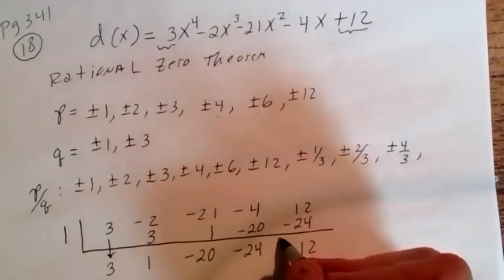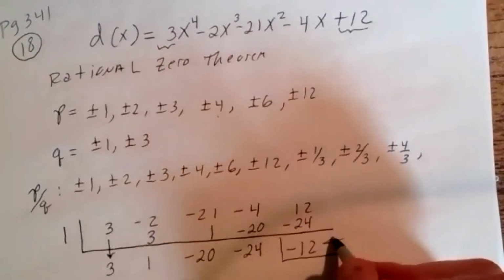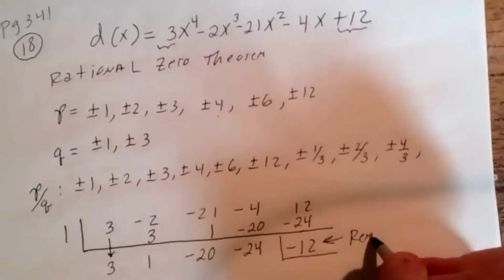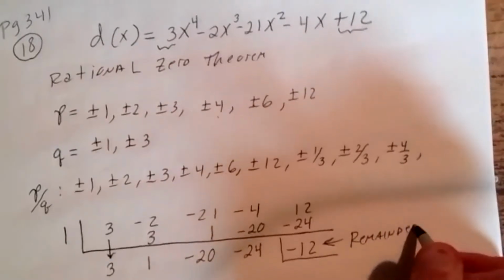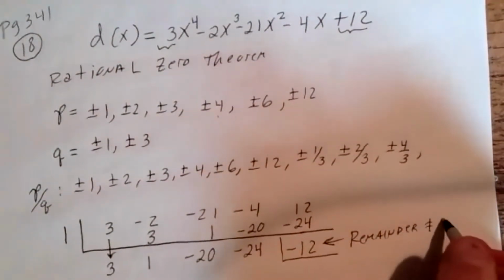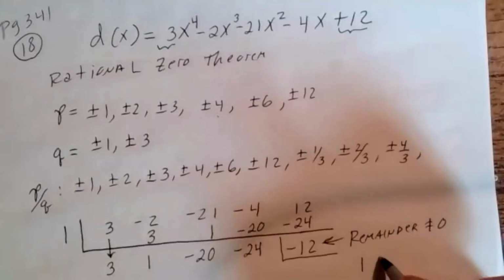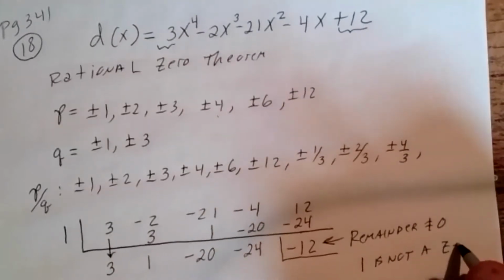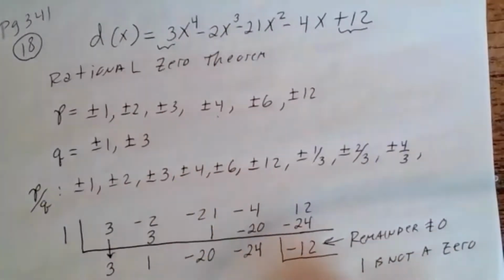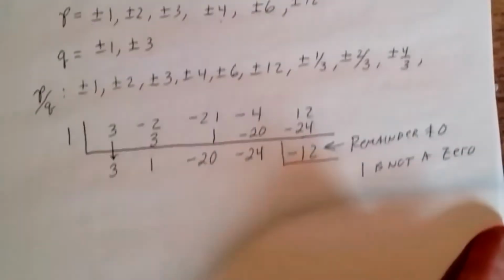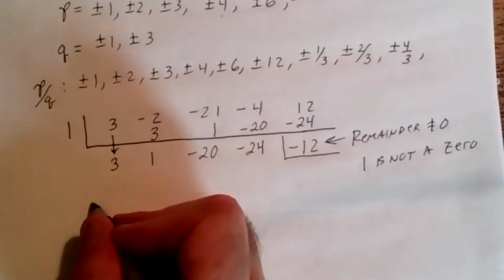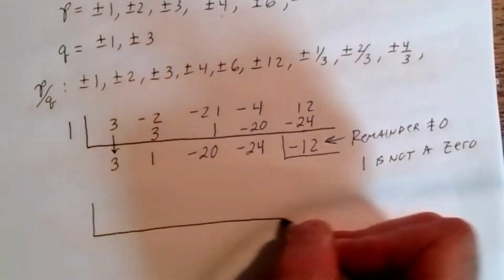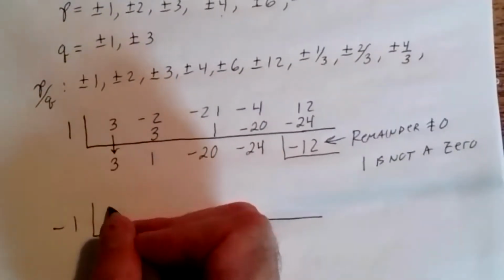Ladies and gentlemen, unfortunately, we did not get what? A zero remainder, correct? So the remainder is not equal to 0. So therefore, 1 is not a 0 of this 4th degree polynomial function. Any other choices? 1 don't work. Negative 1. Try negative 1. Negative 1 is easy to work with.